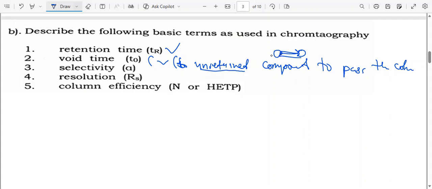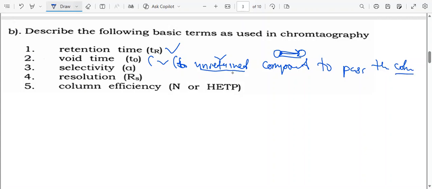It represents the mobile phase, because it is an unretained compound: the time taken for it to be displayed on the chromatogram. So that is what you can say about the void time. It is the time taken for an unretained compound to pass through the column.